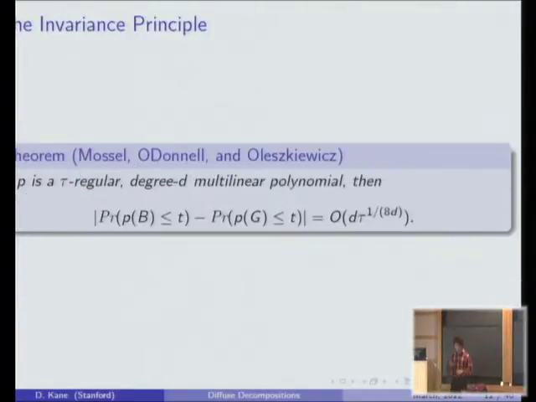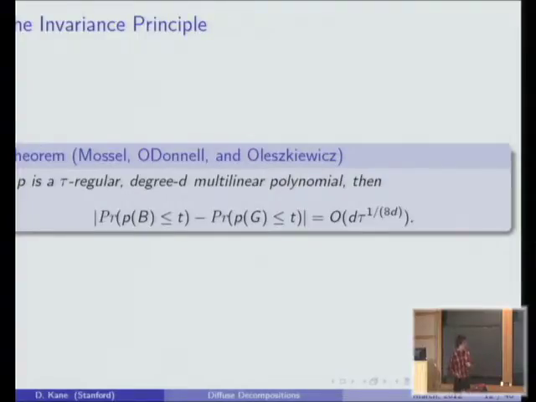And, well, so basically now all we have to do is put everything that we've said together. We adjust eta to minimize the sum of the replacement error and the approximation error, and we get more or less the following invariance principle of Mossel, O'Donnell, and Oleszkiewicz, which says that if p is a tau regular, degree d multilinear polynomial, then the CDF distance between p at a Bernoulli and p at a Gaussian is O of d times tau to the 1 over 8d. So this is a great result. It's had many applications, and it's very convenient.